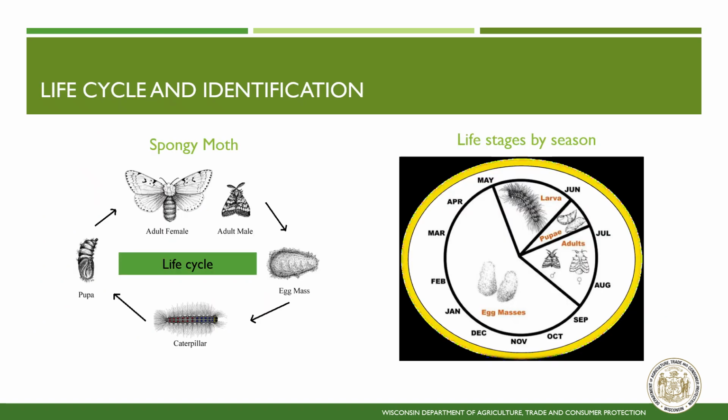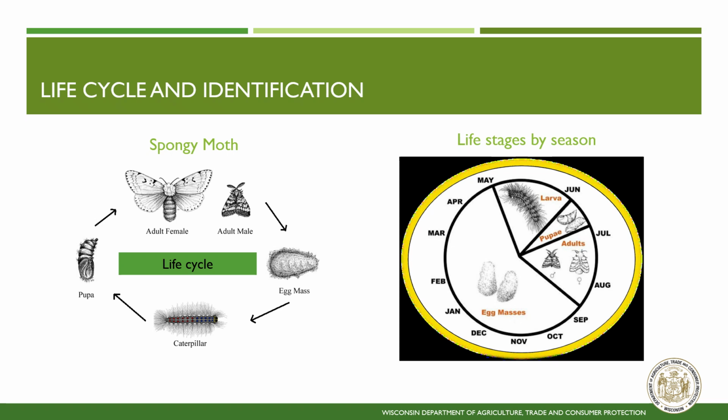On the left side of the slide, you'll see a drawing of spongy moth's life cycle, which is comprised of 4 stages: adult moths, egg masses, caterpillars, or larvae if you're talking about more than one, and pupa, which is the term for the cocoon stage of moths. On the right side of the slide, you'll see a temporal depiction of spongy moth life cycle. It is the caterpillars or larvae that do the feeding damage that we're concerned with. This feeding damage is also called defoliation.